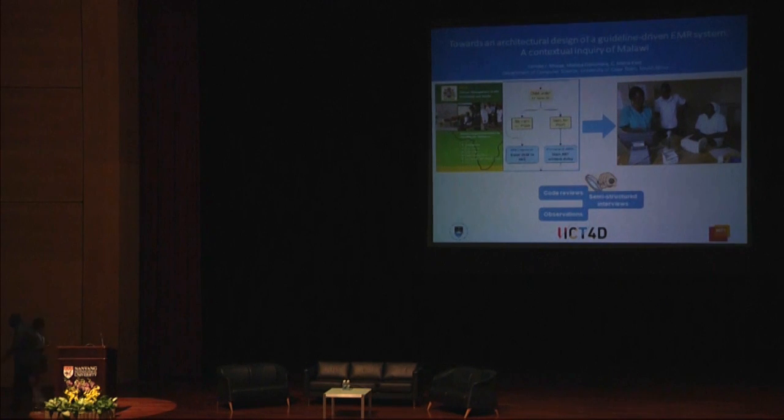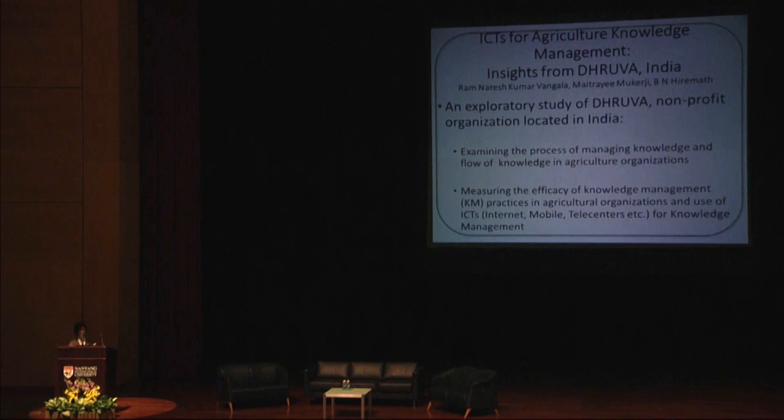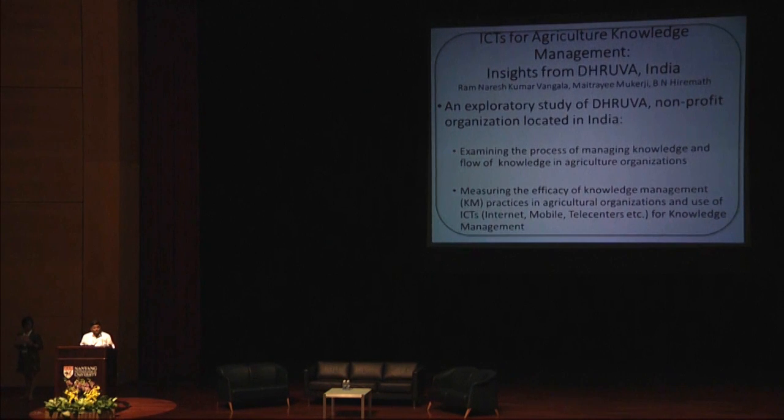ICTs for agricultural knowledge management, insights from Dhruv, India, Ram Naresh Kumar. My name is Ram Naresh. I'm a PhD student from India. My research topic is knowledge management in agriculture organization, an exploratory study done at Dhruva, which is an NGO located in India, to examine the process of managing knowledge and the flow of knowledge in agriculture. Please visit my poster for more information. Thank you.